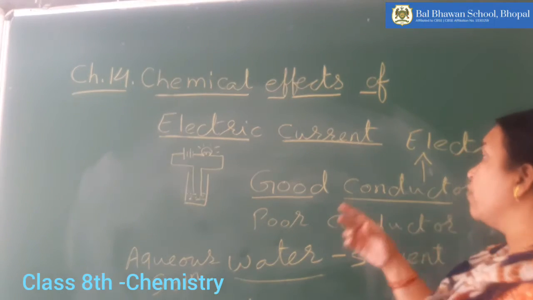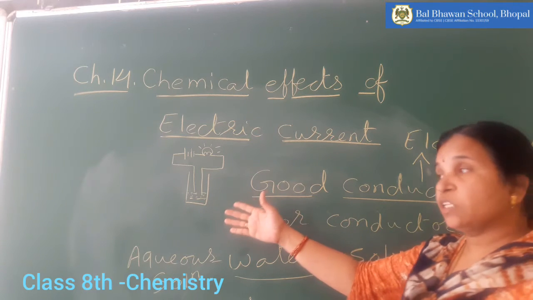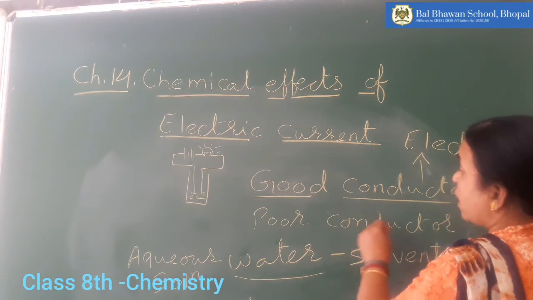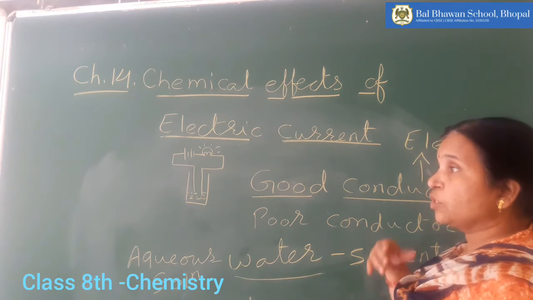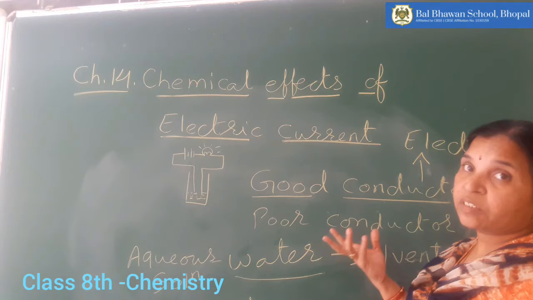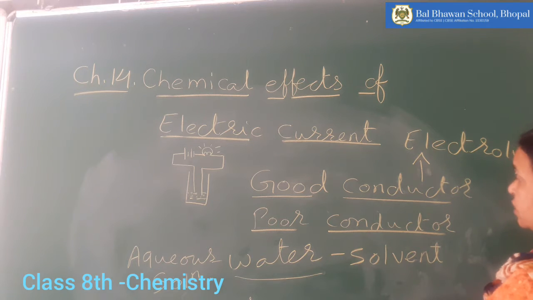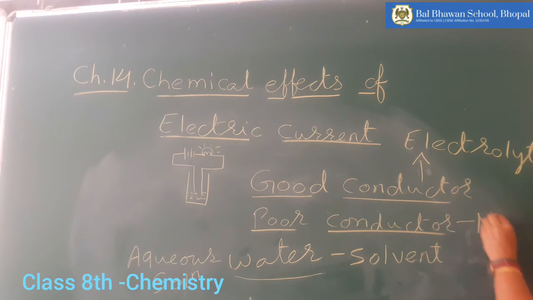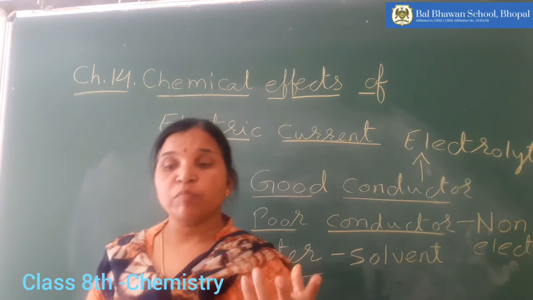So, the one which will allow the current to pass through it and it will undergo the chemical change is known as electrolyte. And generally the examples of electrolytes are all aqueous solution, or in a melted condition also few of the substances they conduct electricity. Now coming to the poor conductor of electricity, they are known as non-electrolytes. These are the keywords which you need to understand, keep in mind.